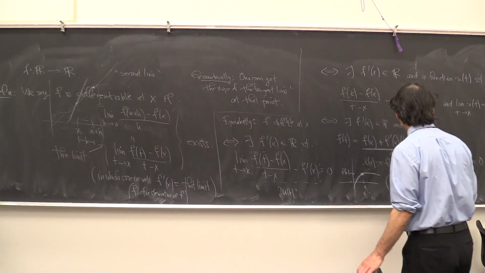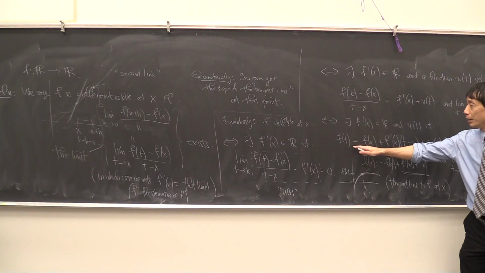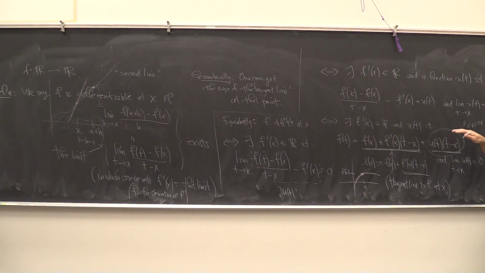So what does differentiability mean? Differentiability means that your function is basically the tangent line plus something that goes to 0. You want to think of this guy as the error. Your function is basically the tangent line. Differentiability means that there's a line that approximates your function so well that the error vanishes as you go to x.